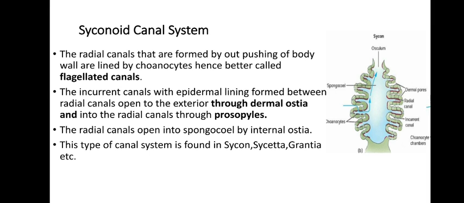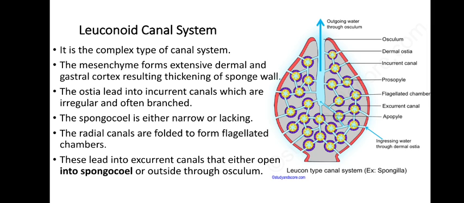The straight body wall is folded and it has become more complex in the syconoid type of canal system, and this is found in Sycon, Scypha, as well as in Grantia. Grantia shows a bit more complexity of a Sycon type, where there is a cortical area and subdermal spaces are also present. The third type of canal system is the Leucon or leuconoid type of canal system.